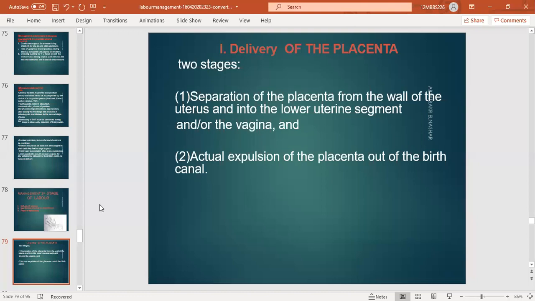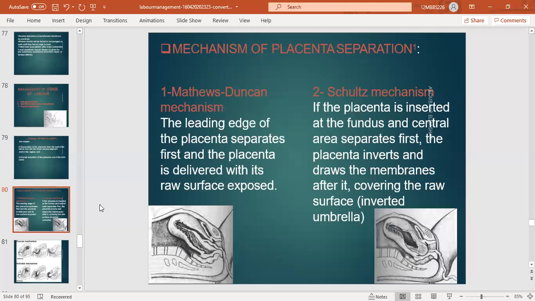The signs of separation of the placenta are a gush of fluid, meaning a gush of blood, lengthening of the cord, the uterus becomes hard and globular, and there is an increased height of the fundus. As soon as the placenta is separated, you can feel these signs. There are two methods of separation of the placenta: the Matthews Duncan method or the Schultze method.